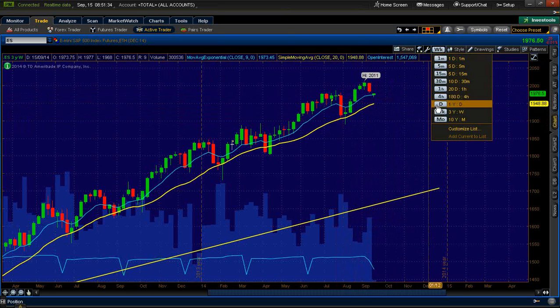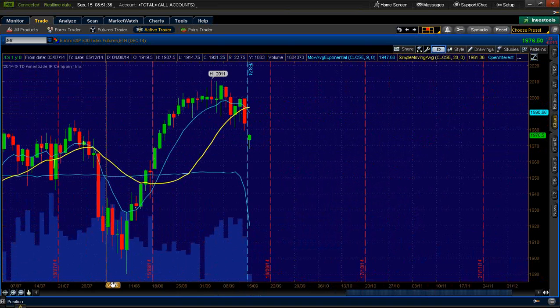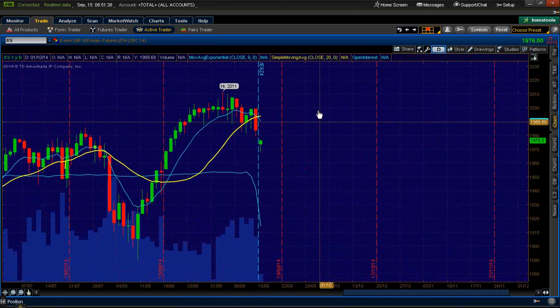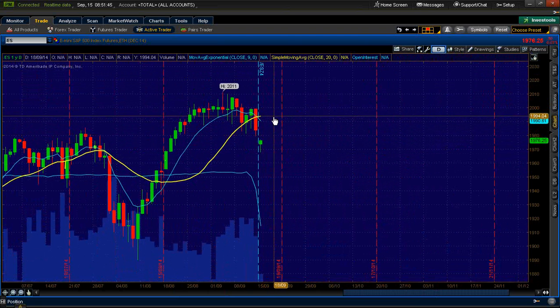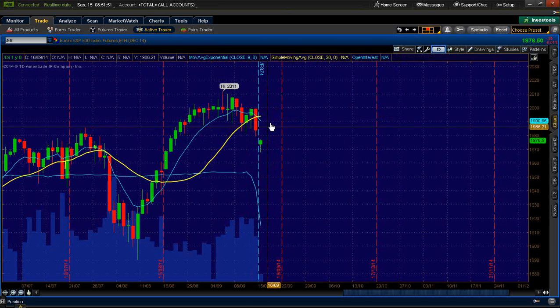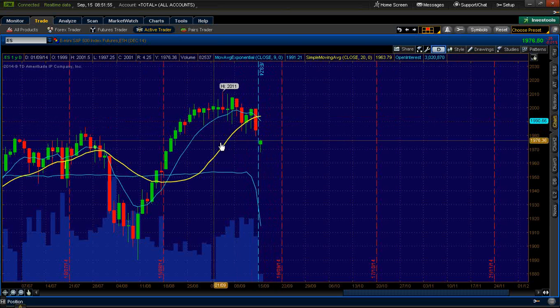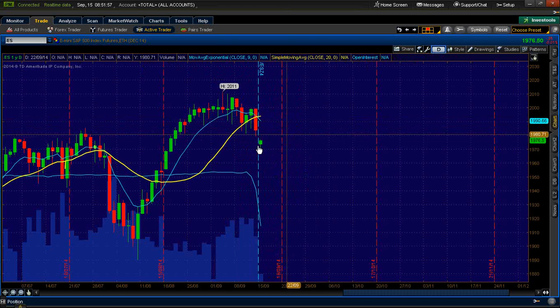Going over to the daily, you can see there's our delta gap from the September and December rollover. We've left a naked cross up here on the daily at 1993. I think there's still a lot of repair that we have to do up above, so I'm not convinced that this top is in at 2011. I still think it's going to get taken out.